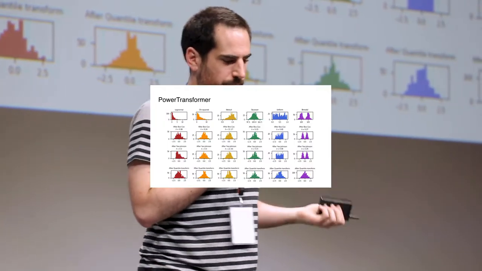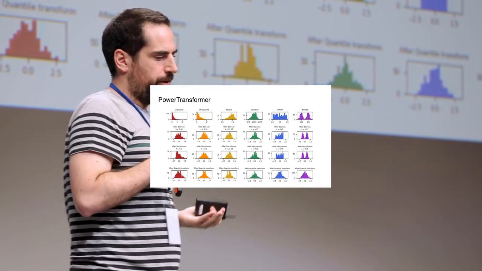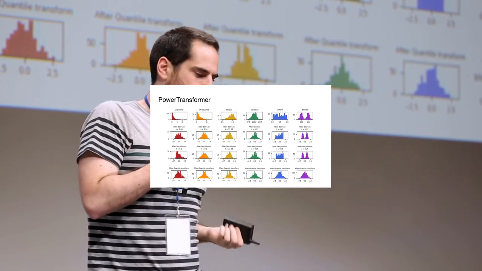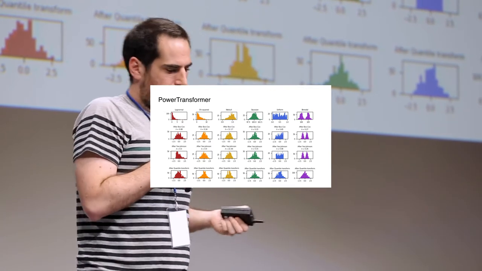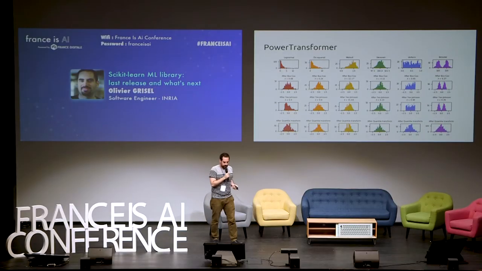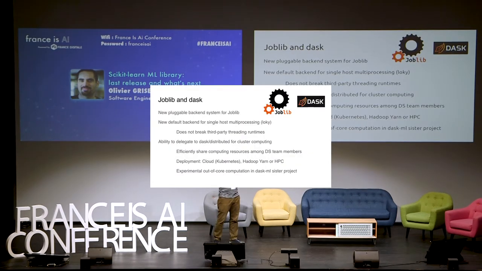We also have other tools that normalize numerical variables, like parametric power transformations, like the Box-Cox transform and the Yeo-Johnson transform. And there is also a non-parametric transformation, called the quantile transformer, that does the same if you have a lot of data. It's also interesting. So I would like to also talk a bit about Joblib and Dask.